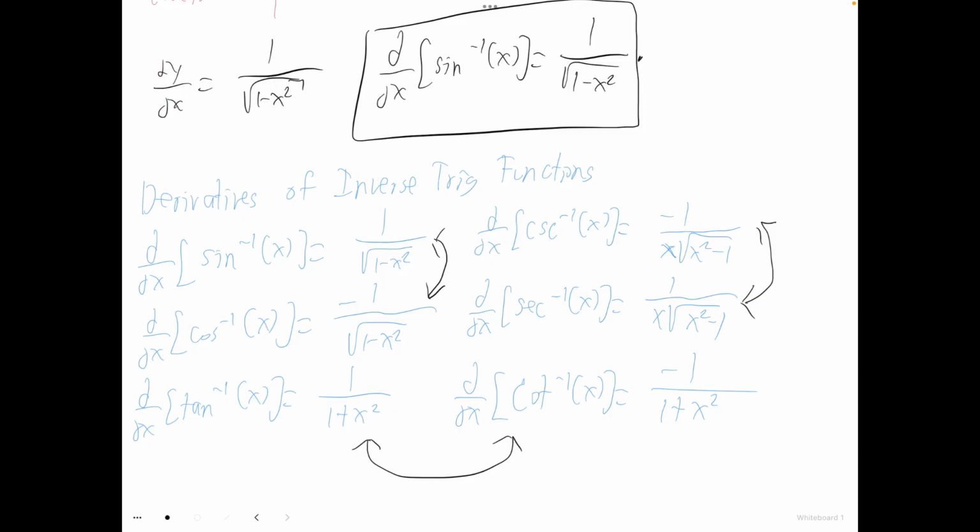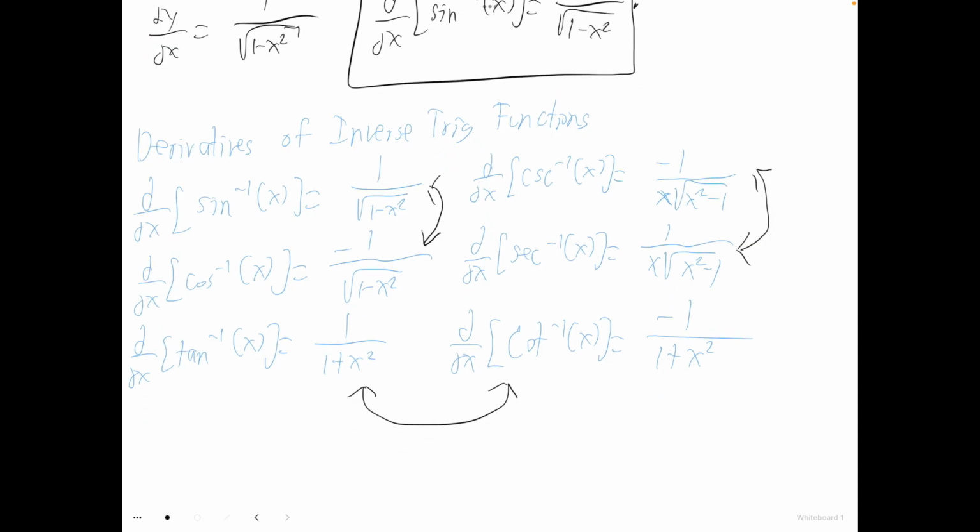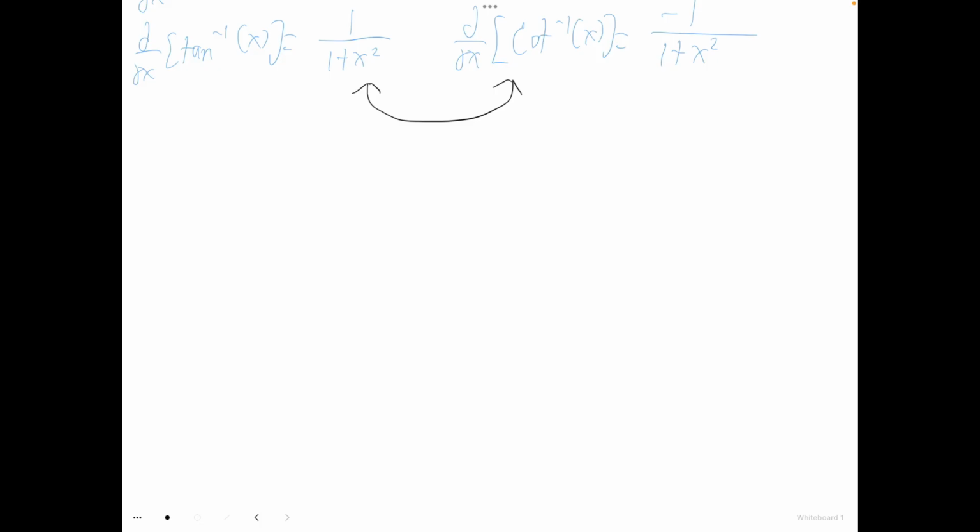So that's a way to remember this, is that they come in pairs with sine and cosine, secant and cosecant, and then tangent and cotangent. But the co is the one with the negative, while the non-co is the positive. And so we're going to use this now to compute some derivatives.